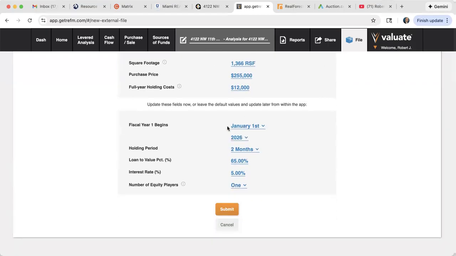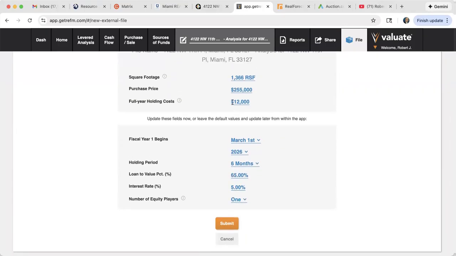All right, so now we drop down here. When are we buying this property? Let's say we're going to buy it on March 1st. That's our closing date, March 1st, 2026. And our intention is to hold the property for 6 months. All right. It is going to prorate, right? So we determined that it's going to be $12,000 a year to maintain the property, but we're going to prorate that amount now only to 6 months. Why?